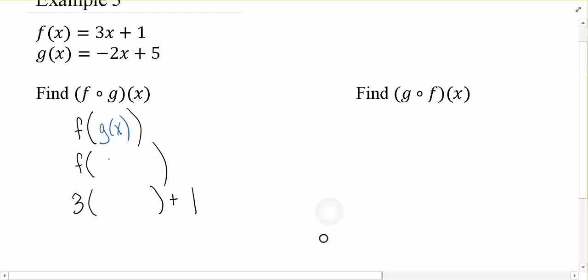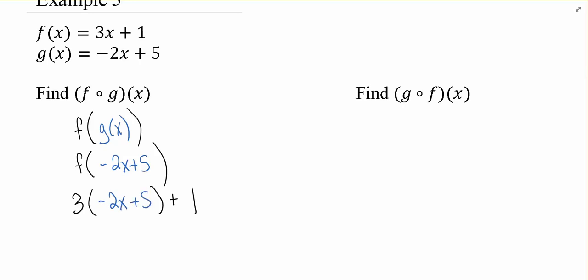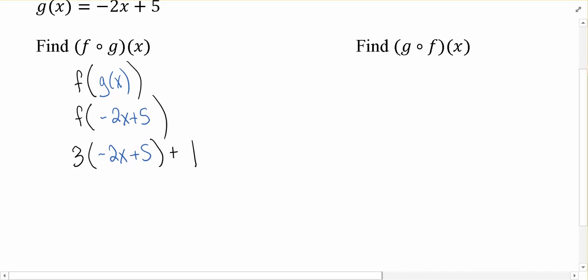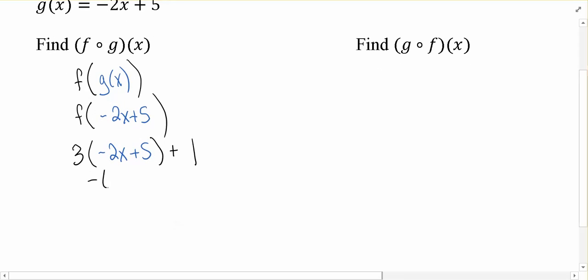But in our problem here, I know what it is I'm plugging in. I'm plugging in negative 2x plus 5. So as far as our function, I'm plugging in negative 2x plus 5. Once I do that, now it's just a matter of simplifying. I can distribute my 3 to get negative 6x plus 15, and then I can combine like terms.